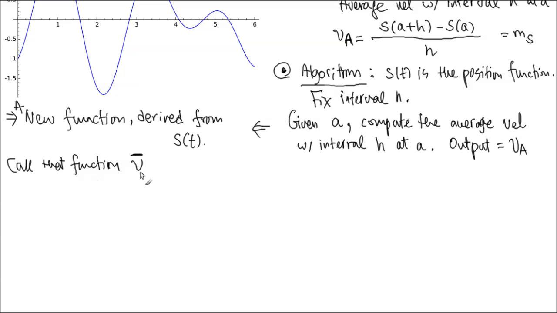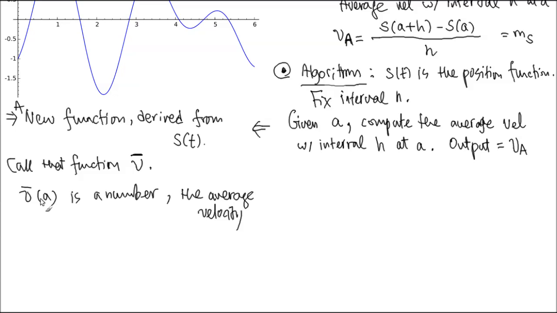So this v bar is not a number, right? It's a name of an algorithm. It's a name of a function. How do you turn that into a number? You plug in your input value, parentheses a, and it becomes a number. So v bar of a is a number, but what that really is, is the velocity, the average velocity. Does that make sense?